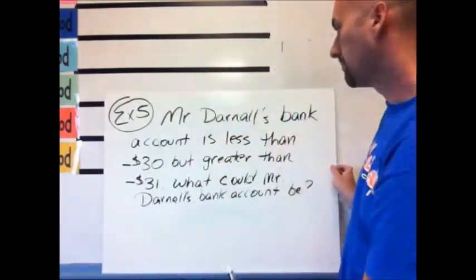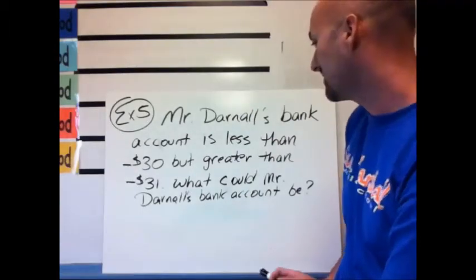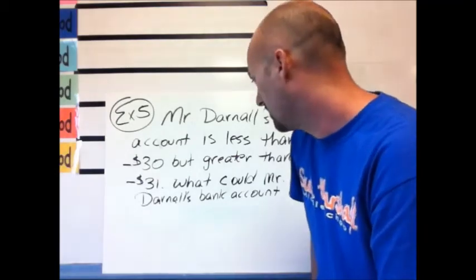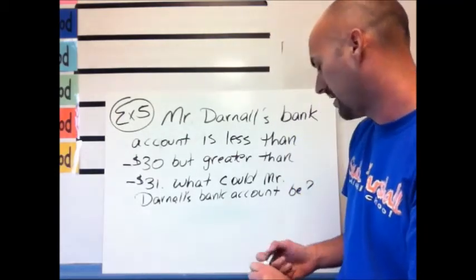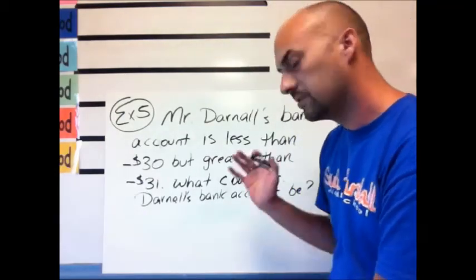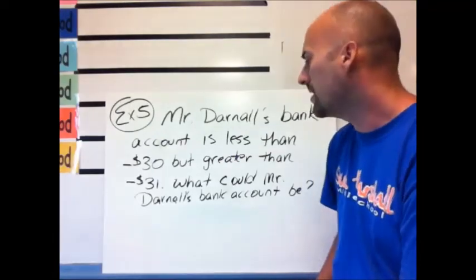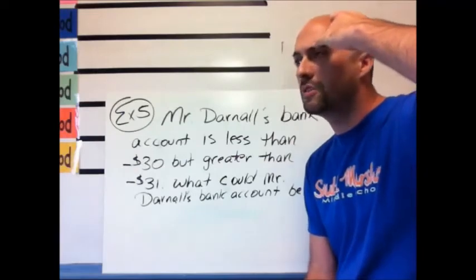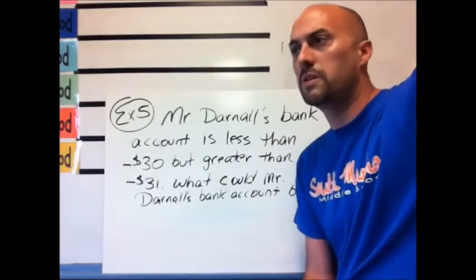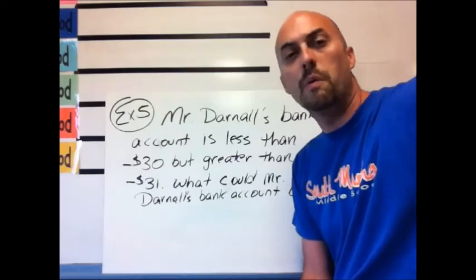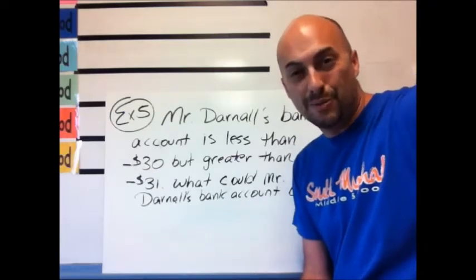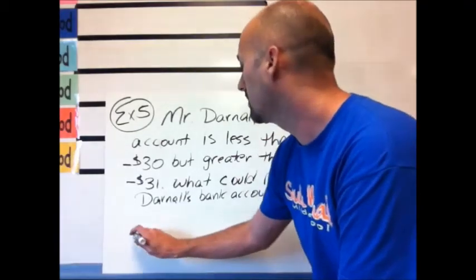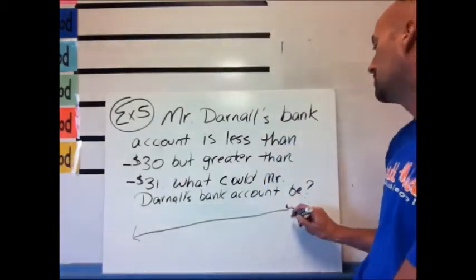Now, last one here. Mr. Darnall's bank account is less than negative $30, but greater than negative $31. What could Mr. Darnall's bank account be? All right, let's use the number line, because greater than negative $31. Well, in your mind you start thinking, okay, well, negative 32, negative 33, negative 34, all those numbers are greater than, but wait a second. Remember, greater than a negative means you're coming back towards the positive land. That's why the number line is useful.